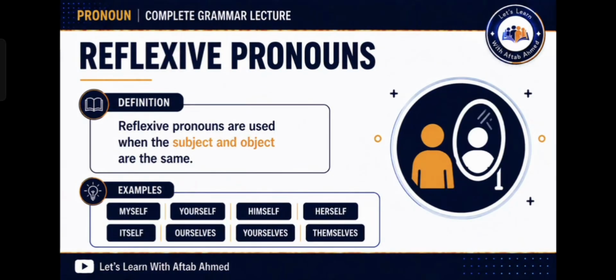Now let's learn about reflexive pronouns. Reflexive pronouns are used when the subject and the object of the sentence are the same. Examples include myself, yourself, himself, herself, itself, ourselves, yourselves, and themselves. Reflexive pronouns show that the action reflects back to the person who is performing it.